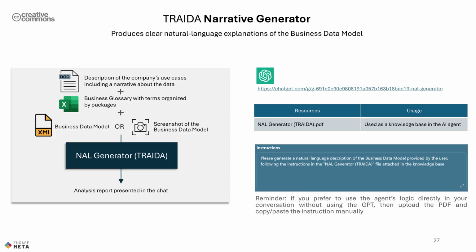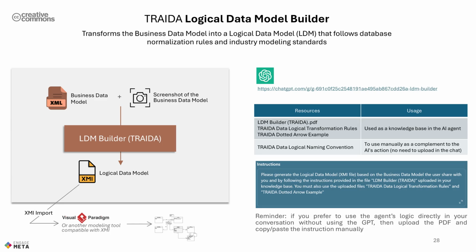The Narrative Generator explains the data model in plain language. It makes semantic structure understandable beyond technical teams. The Logical Data Model Builder transforms semantics into a normalized schema. AI never accesses the physical model directly.